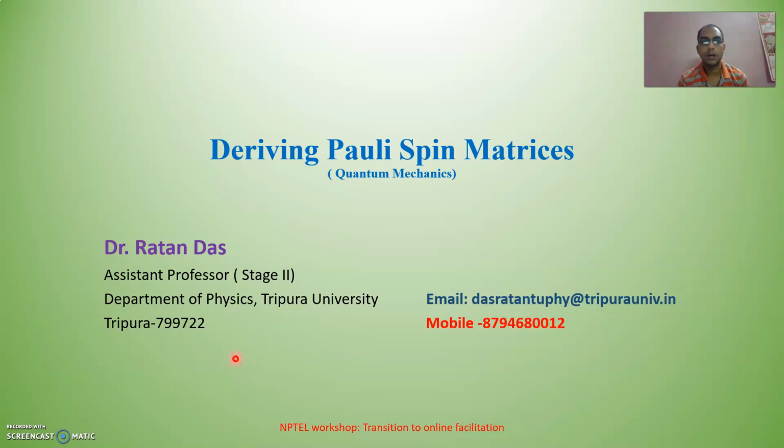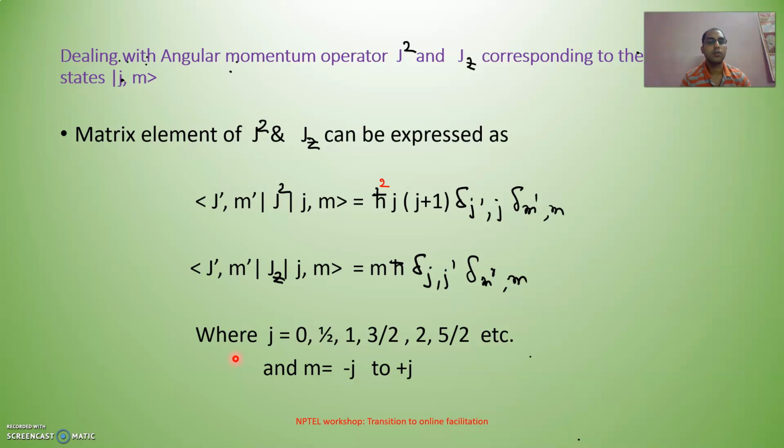Hello everyone. Today's topic is about deriving Pauli spin matrices. Here we shall obtain the Pauli spin matrices considering all the ideas that we have learned in our last few classes regarding the angular momentum operator and angular momentum states. The angular momentum states are the JM states, and corresponding to those states we have already obtained the matrix elements of J square and Jz. Now I am showing all these matrix elements, because they are required to obtain the Pauli spin matrices.